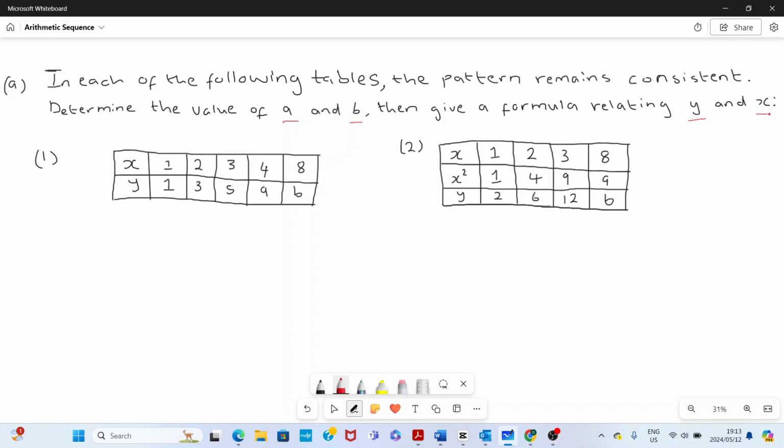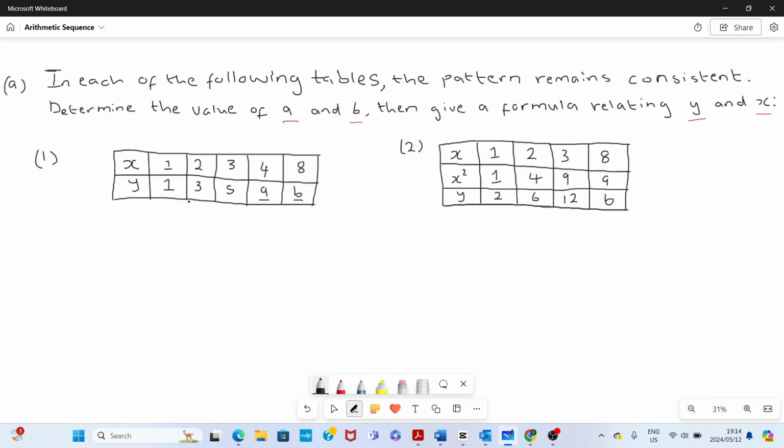So they're saying in each of the following tables, the pattern remains constant. Determine the value of A and B. So first, let's try to determine the value of A for this table, for table 1. So this is our A here, and this is our B. If we look at this table, we notice that we have 1, 2, 3, 4, 8 for the X values. Then we have 1, we have 3, we have 5, we have A, B.